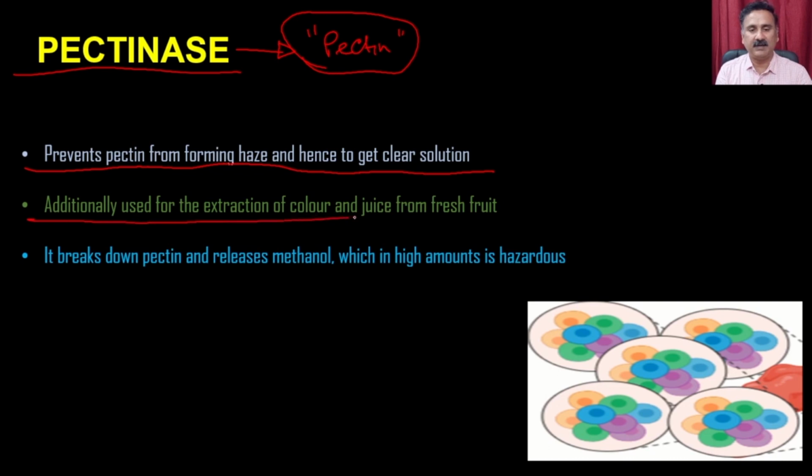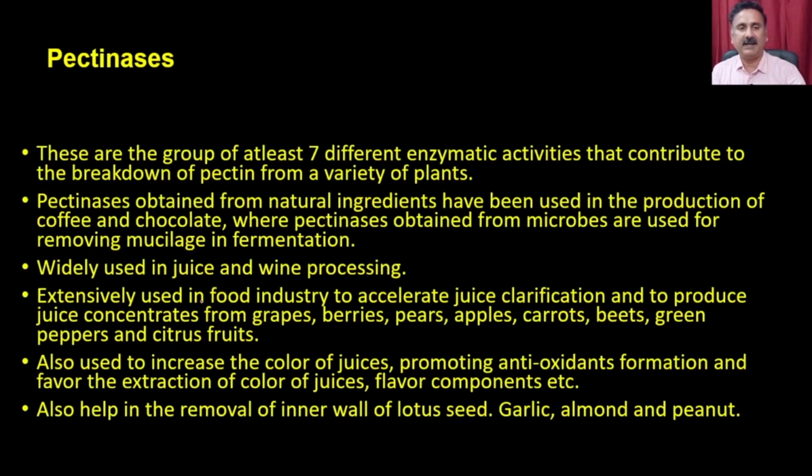Additionally, pectinase is used for the extraction of color and juice from fruit, and it breaks down the pectin and releases methanol, which in high amounts is hazardous. So it actually breaks down the pectin and releases methanol, which is a toxic product. So what are the pectinases?